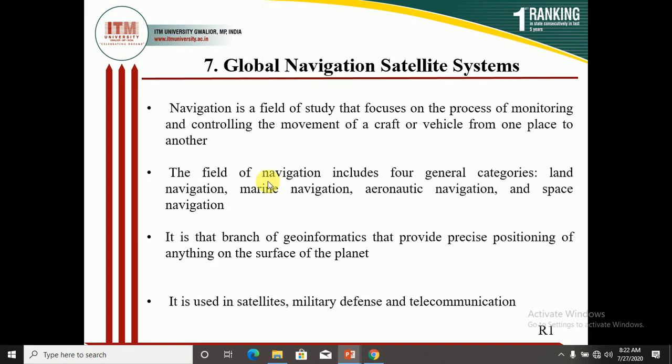Next one is the global navigation satellite system. Navigation is basically the study or monitoring of a particular person, place, or vehicle from one place to another. There are four types of navigation: land navigation, marine navigation, aeronautic navigation, and space navigation. This is a branch of geoinformatics where we know the exact positional information about a certain place, thing, or object. This is mainly used in satellite systems, military, defense, and telecommunication.